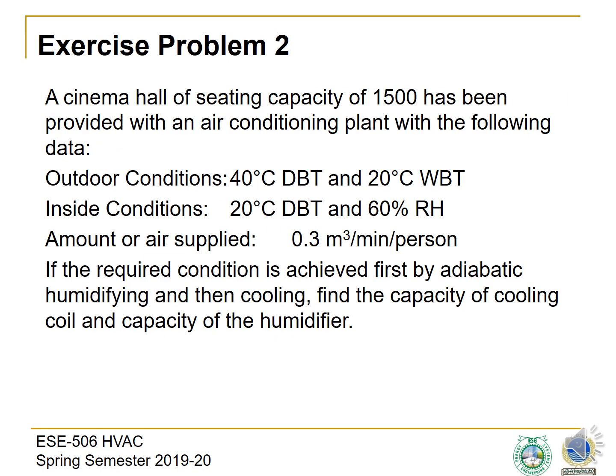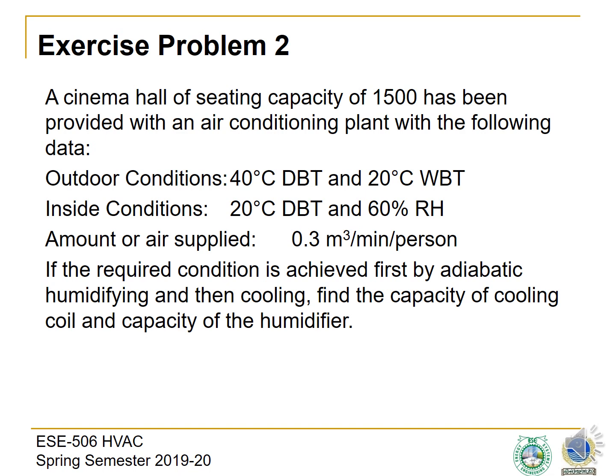Exercise problem 2. A cinema hall of seating capacity of 1500 has been provided with an air conditioning plant with the following data. Outdoor condition: 40 degrees Celsius dry bulb temperature and 20 degrees Celsius wet bulb temperature. Inside conditions: 20 degrees Celsius dry bulb temperature and 60% relative humidity. Amount of air supplied: 0.3 cubic meters per minute per person. If the required condition is achieved first by adiabatic humidifying and then cooling, find the capacity of cooling coil and capacity of humidifier.